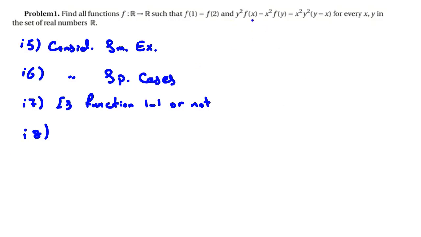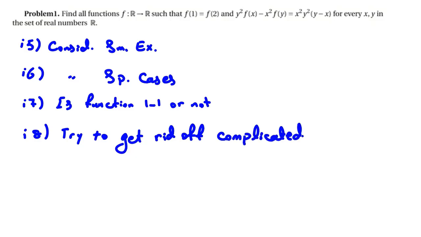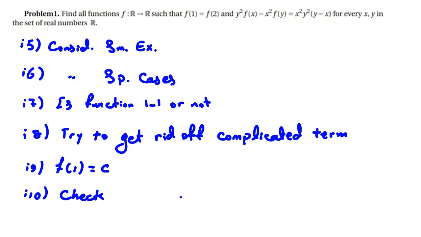Idea 8: sometimes we have complicated terms, though here we don't. Try to get rid of complicated terms, sometimes with subtracting, sometimes with division. And the other one, sometimes you should consider, for example, f of 1 or f of 0 equals c, a constant, and calculate all f's in terms of that c. Idea 10: always check at the end whether your function works or not. And we have around 7 more ideas.